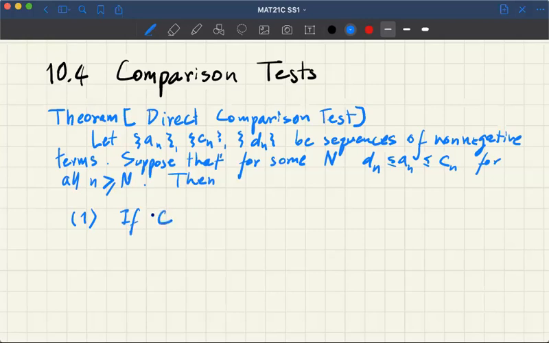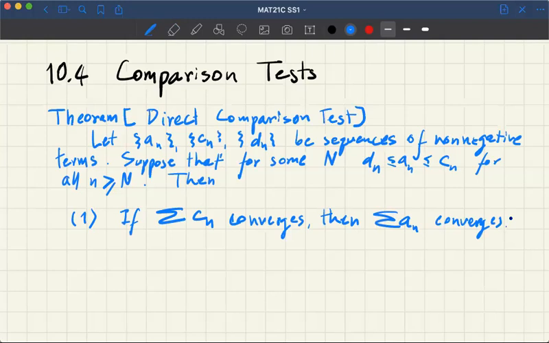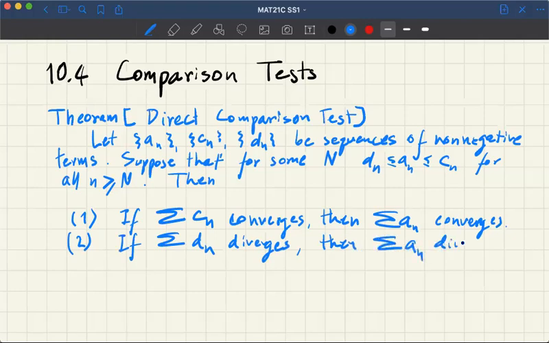If this series Cn converges, and so does An converge. The second result says that if Dn diverges, then so does An. So An diverges.